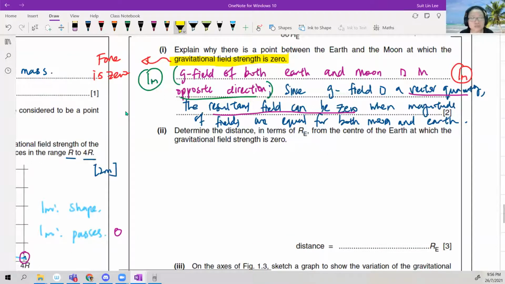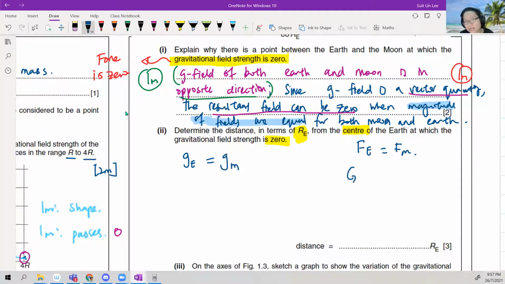Determine the distance in terms of RE from the center of the Earth at which this field is 0. The field is 0 when the magnitudes of the fields are equal. So for your rock, the gravitational attraction of the Earth will be the same as the gravitational attraction of the Moon. FE equals FM, equilibrium force. You have G, mass of the Earth, mass of an object, divided by R squared. Here will be G, mass of Moon, mass of the object, divided by R from the Moon squared.